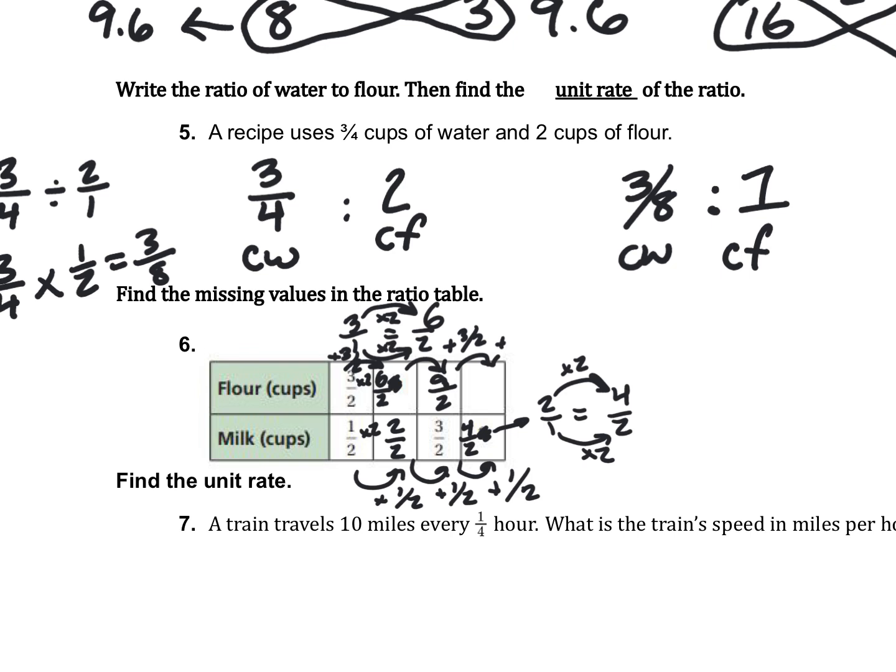We're gonna add 3/2, and I get 12/2. If you didn't see that, we could have also done 1/2 to 3/2 is times 3, and 1/2 to 4/2 is times 4, which also matches up there.